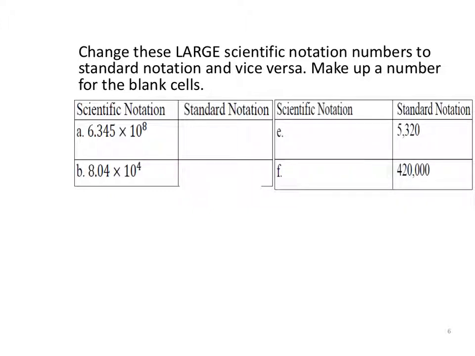6.345 times 10 to the power of 8, this 8, since it's positive in scientific notation, that means it moves the decimal to the right. And in this case, it would move it right 8 places. So let's look at that value. I have the decimal after the 6, which is good in scientific notation, but I'm going to move it to the right 8 places. 1, 2, 3, 4, 5, 6, 7, 8.